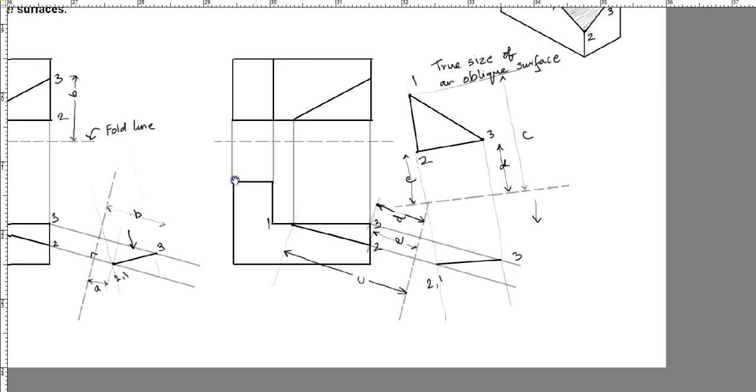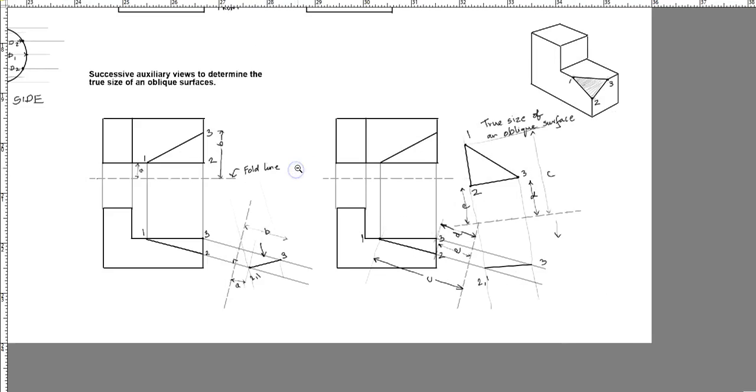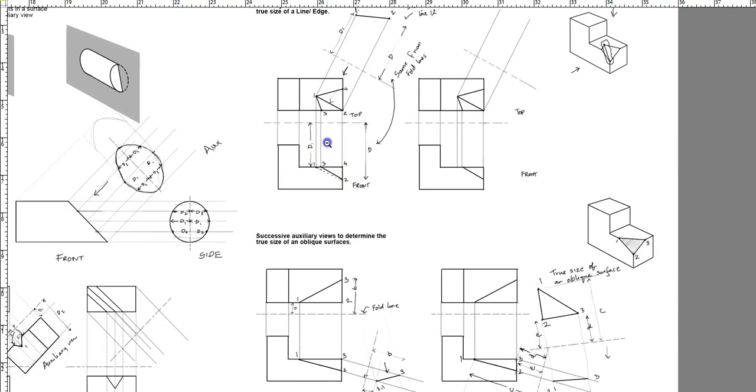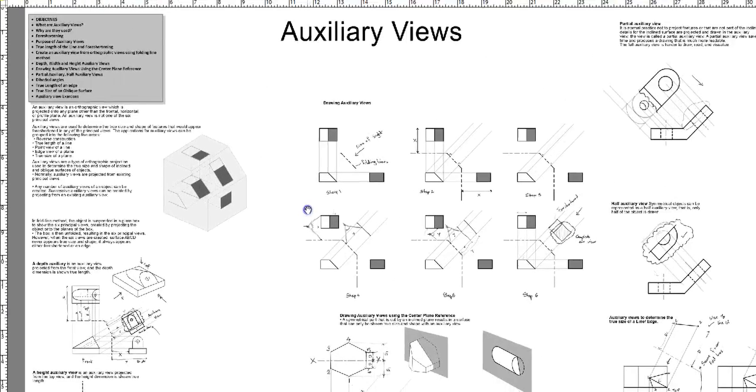Now again, why is this called a successive auxiliary view? Because we started from the top, the front, made an auxiliary view, and we used this auxiliary view, made another successive auxiliary view to get our oblique surface with the true size. So this pretty much finishes our auxiliary view chapter. I hope you understood everything we covered.